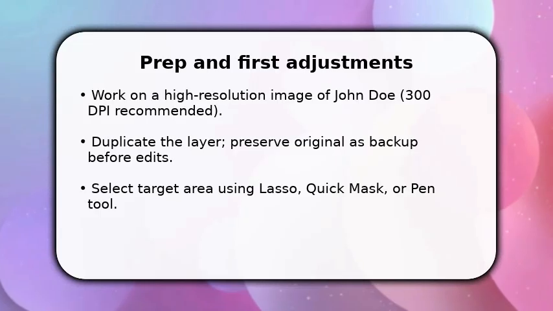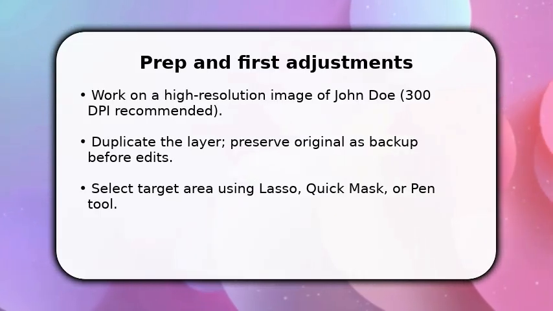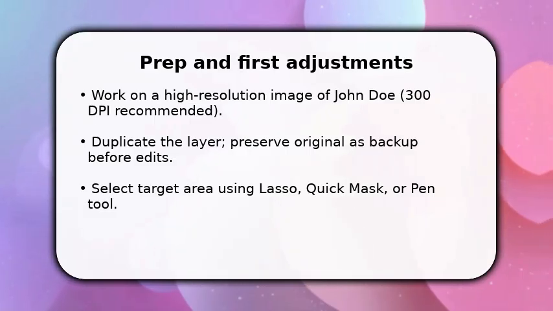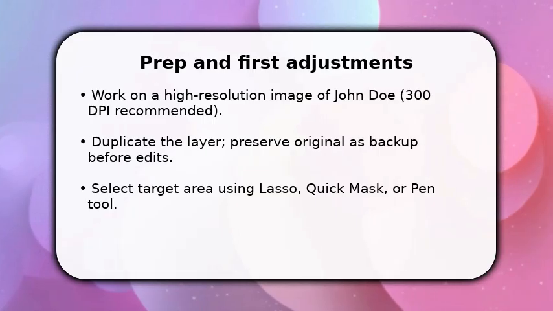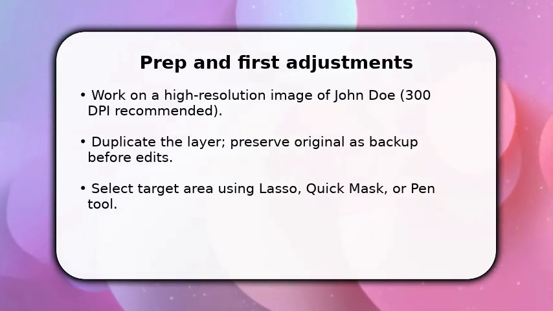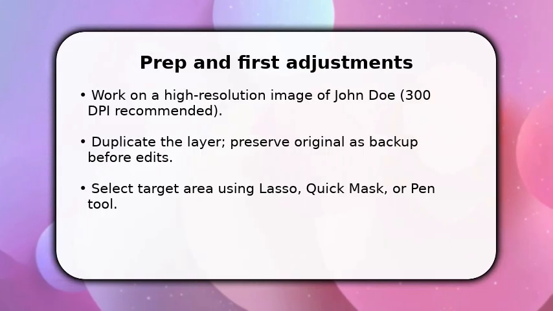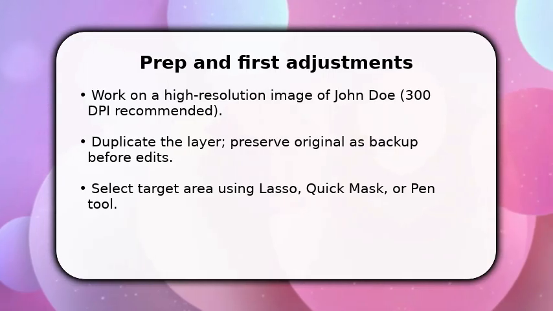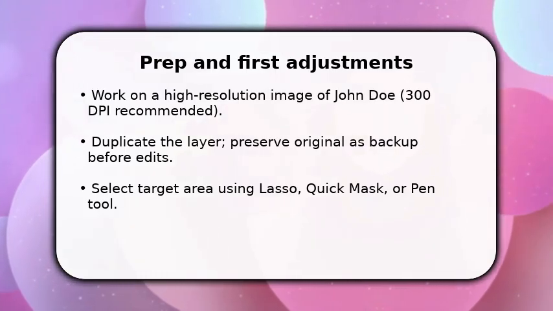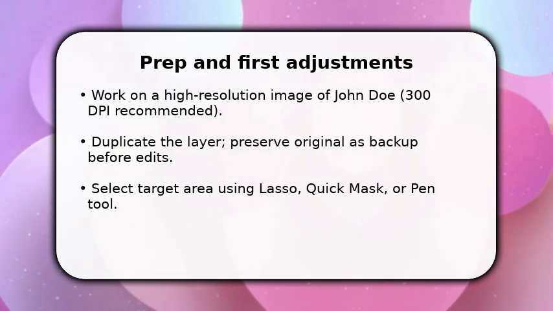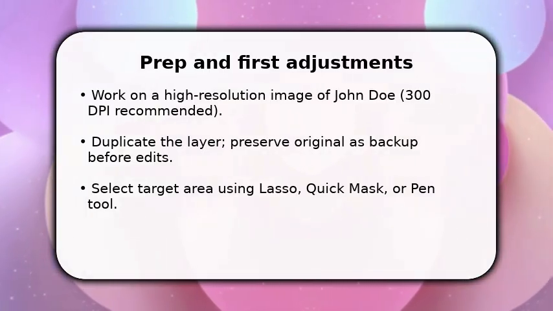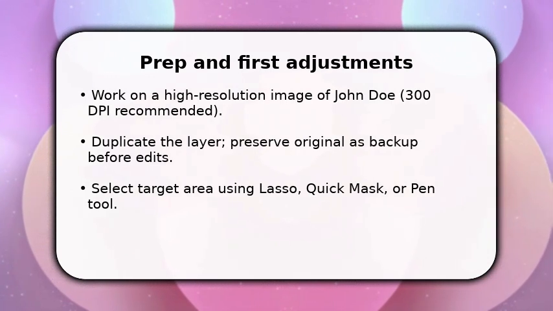You start by loading a high-resolution photo of John Doe and immediately duplicate the layer so you can always revert. Once done, isolate the area whose color you want to change using the lasso, quick mask, or pen tool to create a precise selection. This matters because edge quality defines realism. Make sure to feather the selection by 1/3px for smooth transitions, and convert the selection to a layer mask so subsequent adjustments affect only the chosen region.